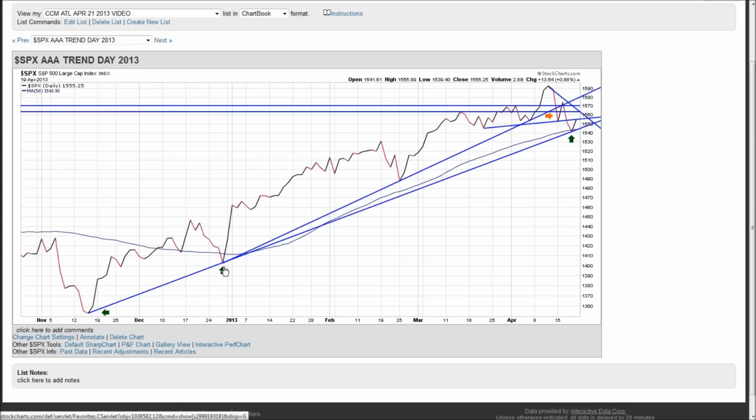Bullish implications, we've got the trend off of the November 2012 low, this blue line where the cursor is held. That's a good sign. The negative implication is this trend line here was previously broken. So we have potential resistance overhead in these areas here. We'll just see how it plays out next week.